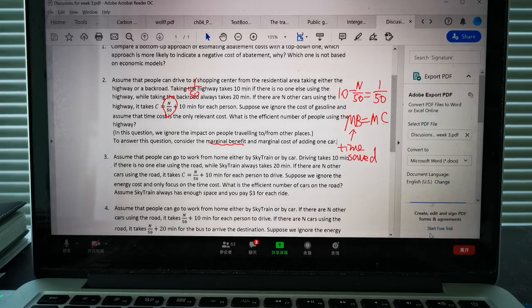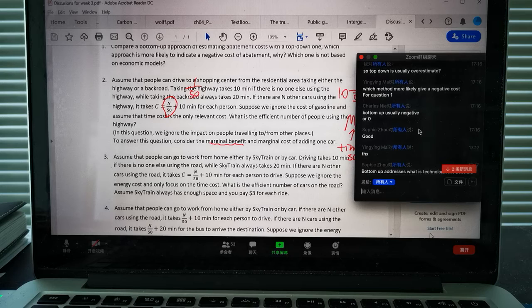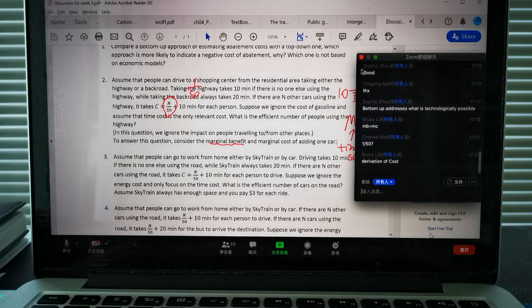But there are already n cars. So that means the total marginal cost will be 1/50 times n, right? Because it affects each of the existing cars if you add one new car to the highway. Now, if the two sides are equal, then that simply means 10 minus n over 50 is equal to n over 50.